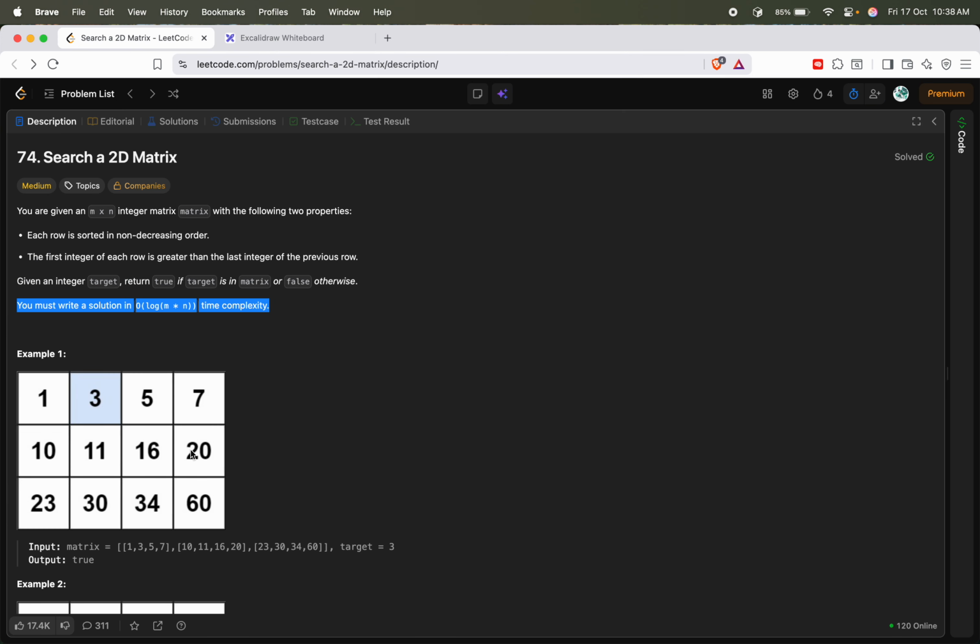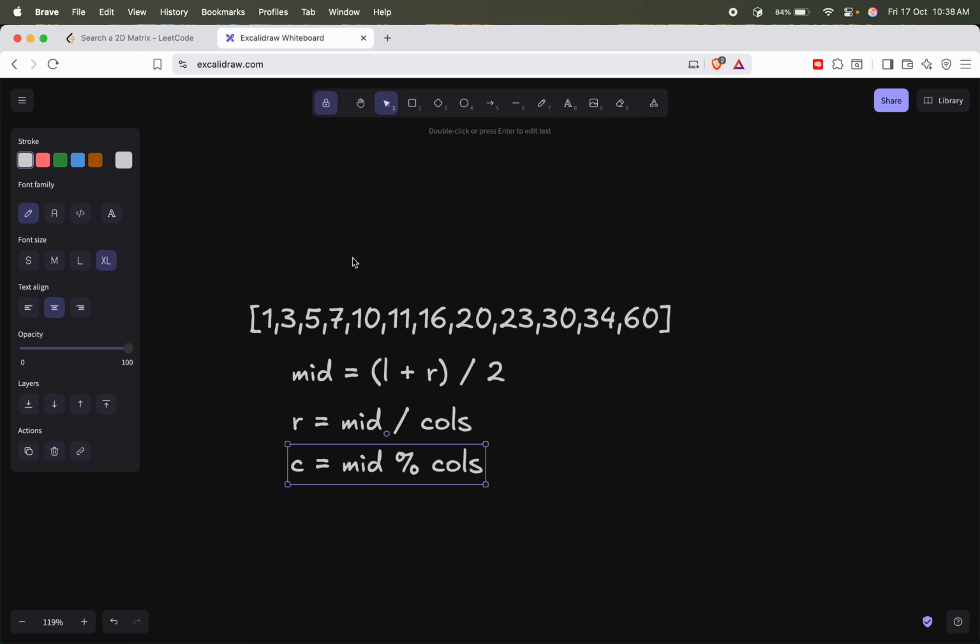So let me give an example. Let's say mid is equal to 4. Then 4 divided by 4 will give you 1, which tells that it belongs to the first row, right? And 4 modulo 4 will tell me that it belongs to the 0th column. So 0, 1, 2, 3, 4. So mid is 4 here. I'm talking in terms of indexes. Once you find an index, in order to identify which row and which column it belongs to, all you have to do is divide it by the number of columns to get the row, and take the modulo to get the column. Which row it belongs to and which column it belongs to.